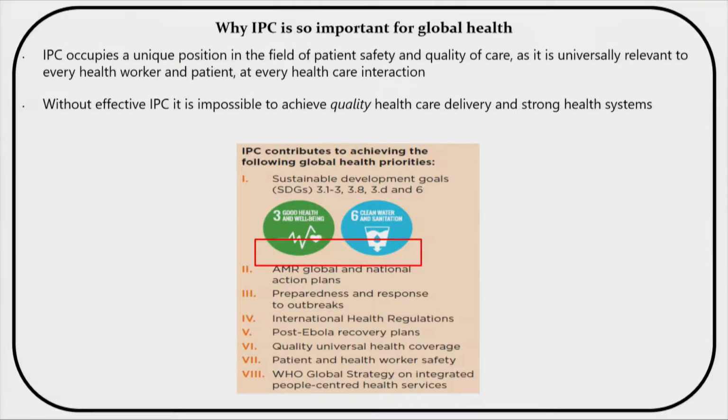So now, why is infection prevention and control so important for global health? Because there are so many subjects within medicine. From all those, why is that one particular topic called infection prevention and control so important for global health? Because it occupies a unique position in the field of patient safety and quality of care. I am sure you would all agree with me that without infection prevention and control, it is impossible to achieve quality of healthcare delivery and strong healthcare systems.